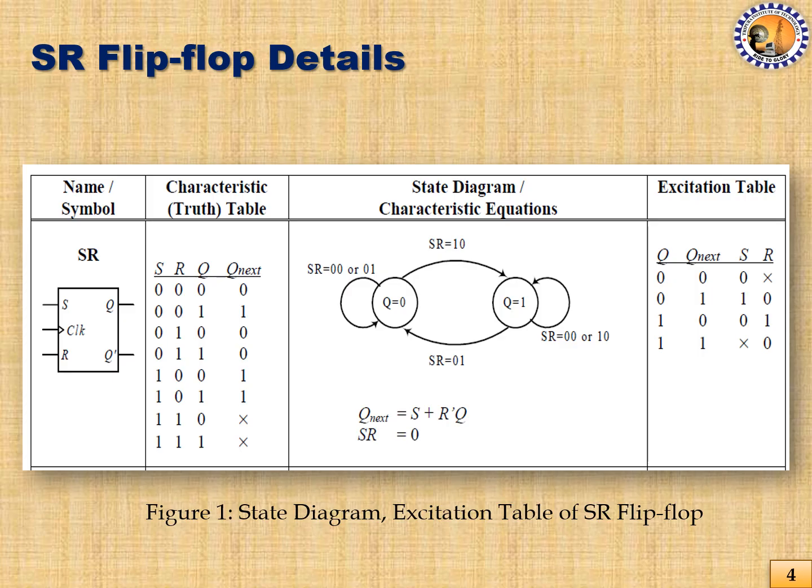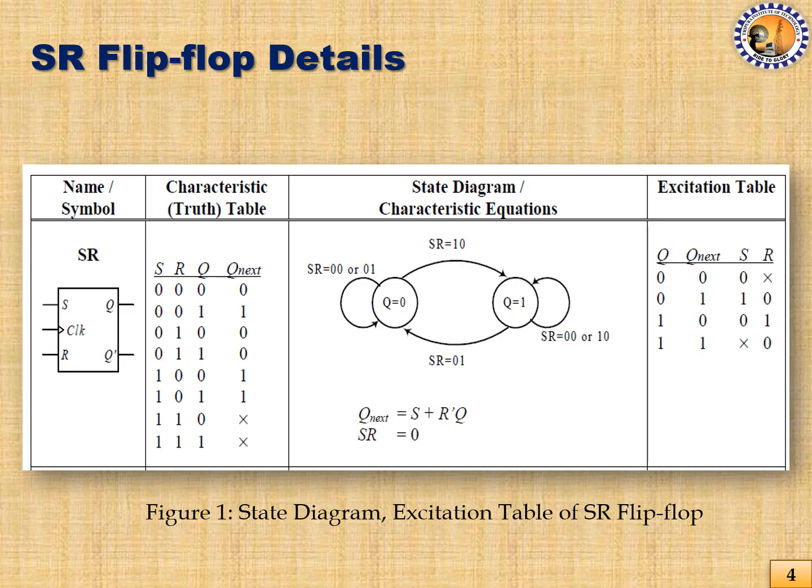So this is a table. In this table, as we can see, the first column is showing the symbol of the SR flip-flop, where we can see that the inputs are S and R and outputs are Q and Q bar, which are complementary in nature. And we can see that the clock signal is showing that this is a positive edge triggered flip-flop. Only the triangle is there.